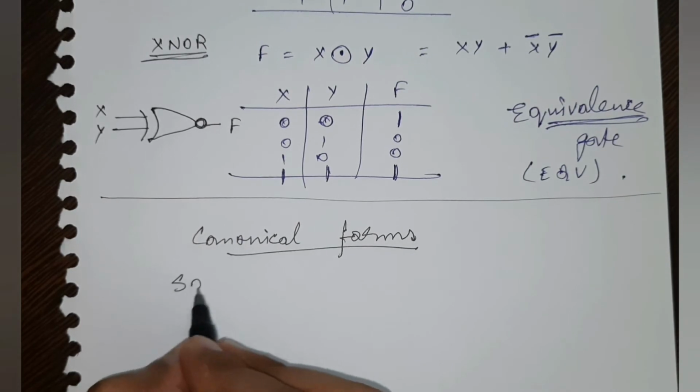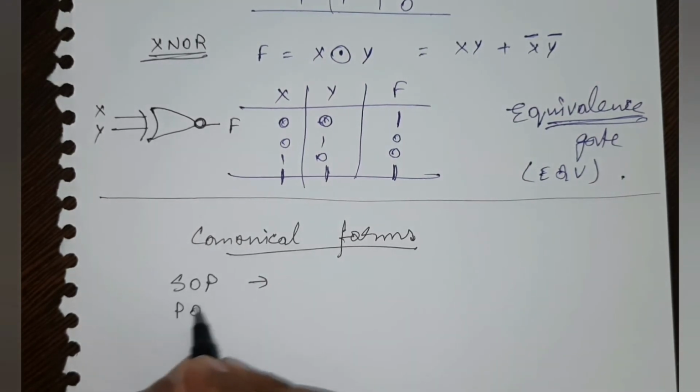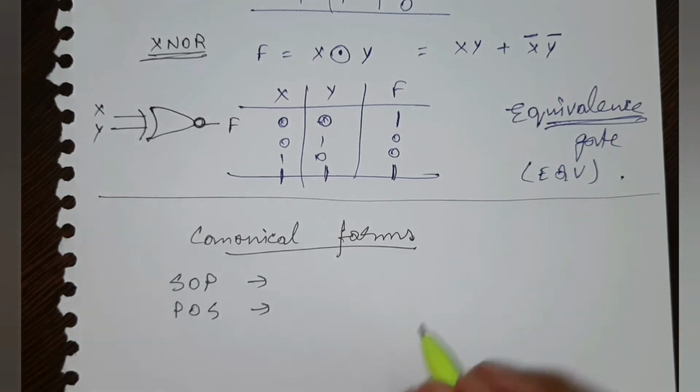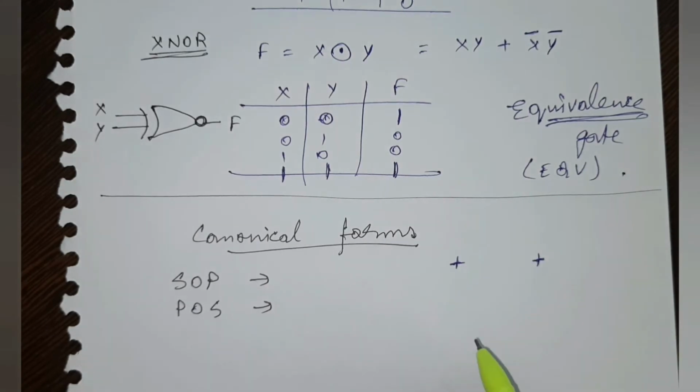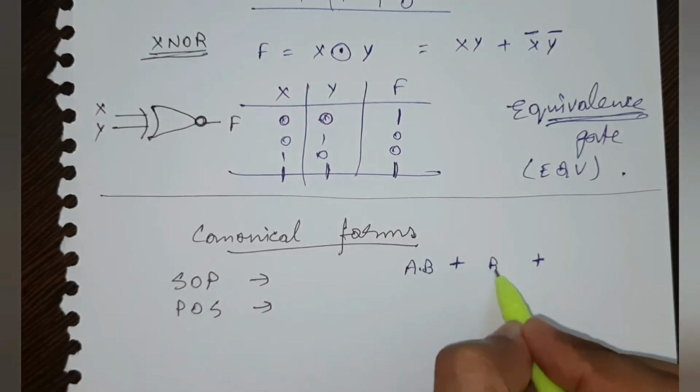Now moving on to our next subtopic of Boolean algebra, we have canonical forms to discuss: SOP and POS, sum of product and product of sums.